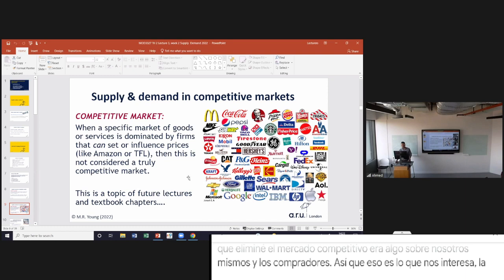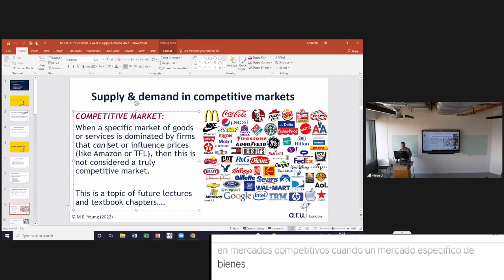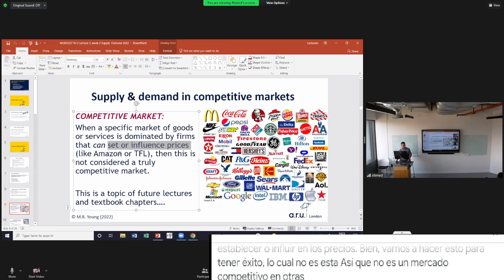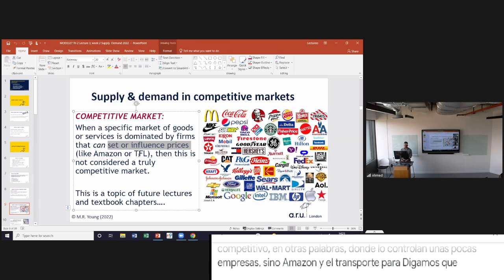When a specific market of goods or services is dominated by firms that can set or influence prices, we're going to do this in succeeding weeks, not this week. So it's not a competitive market, in other words, where a few firms control it, like Amazon and Transport for London. Let's say you came here today on the train, Transport for London. Was there an alternative train? Was there a way to come here?